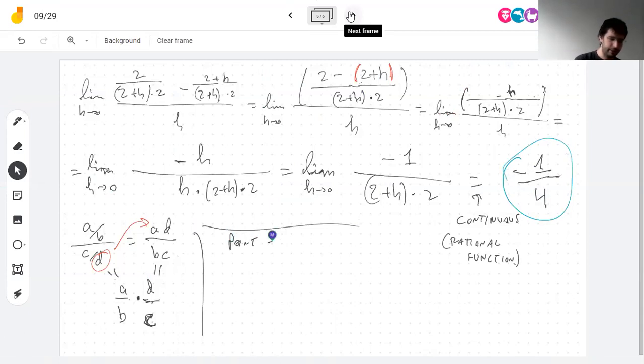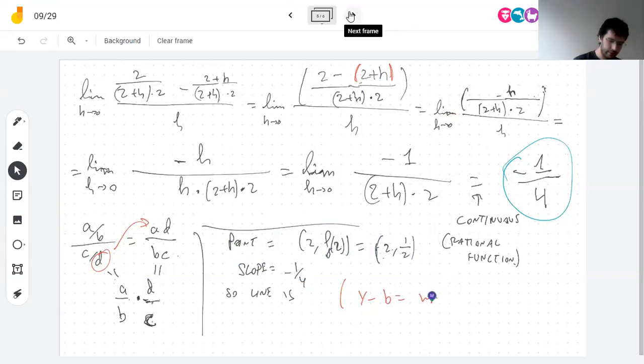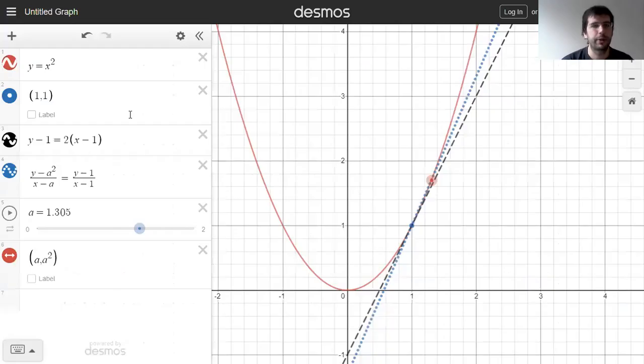So the point is 2 and then f of 2. Remember that the function was 1 over x. So 2 comma 1 half, and the slope is negative 1 fourth. So the equation of the line, using the point slope formula, which is super convenient, the equation of the line is y minus 1 half equals negative 1 fourth times x minus 2. Let's draw it to feel good about ourselves.